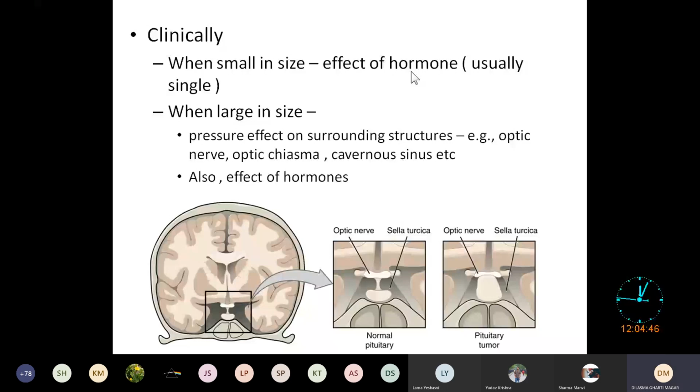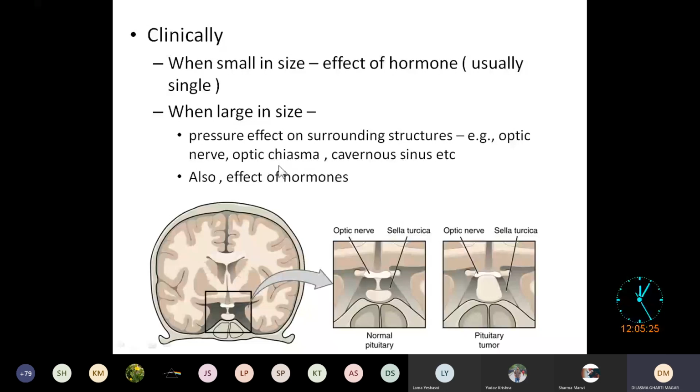So when the tumor is small in size and affects the hormones, there will be more and more production of the hormone. Sometimes it may be two or three, but usually a single type of hormone will be produced. But whenever the tumor enlarges in size, or becomes more than 1 centimeter, a macroadenoma, there will be a pressure effect on the surrounding structures: the optic nerve, the optic chiasma, and the cavernous sinus.